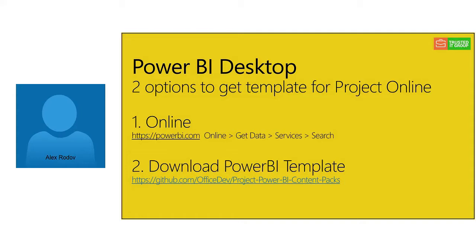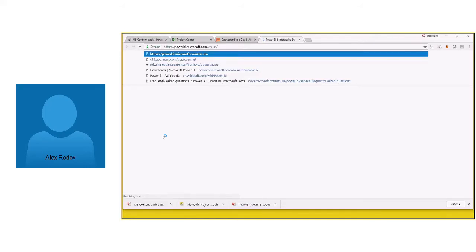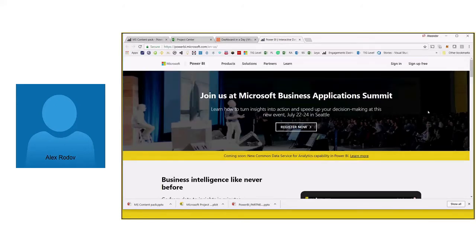Or you can download it from the GitHub directly. So when you go to the GitHub directly, let me actually click on that here. Let me just click on that and see where this gets me. Okay, this is perfect. So now it's getting me to the Power BI website, and this is where I can sign in.